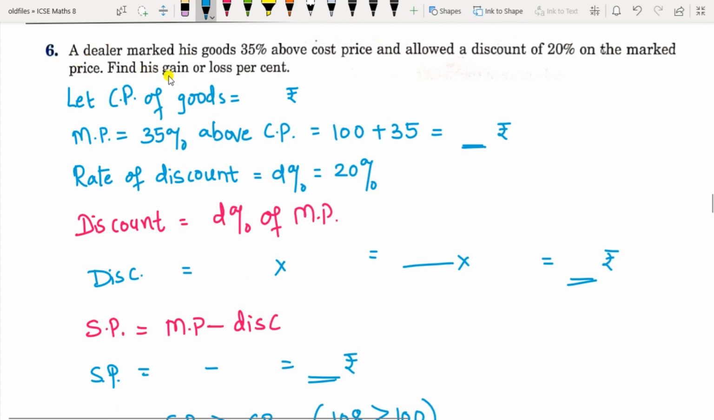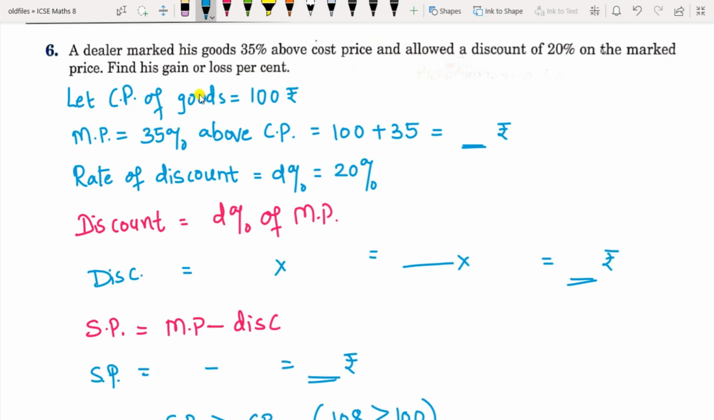Sixth question here is, a dealer marked his goods 35% above the cost price and allowed a discount of 20% on the mark price. Find his gain or loss percentage. Now whatever goods the dealer has bought from the factory was his cost price. So let the CP of the goods be 100 rupees. We don't know the cost price, so let it be 100 rupees.